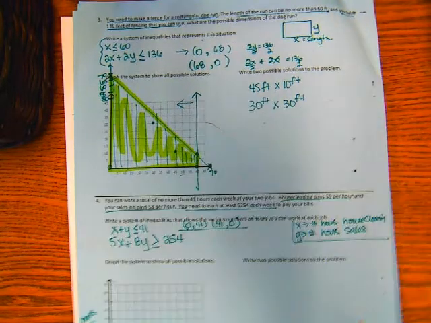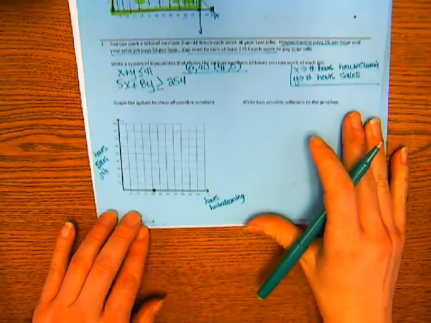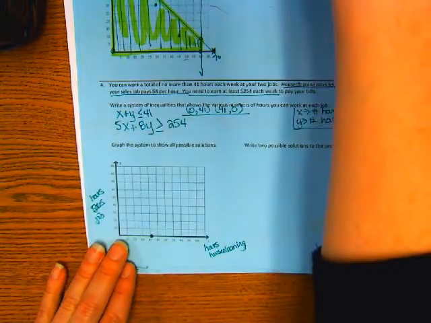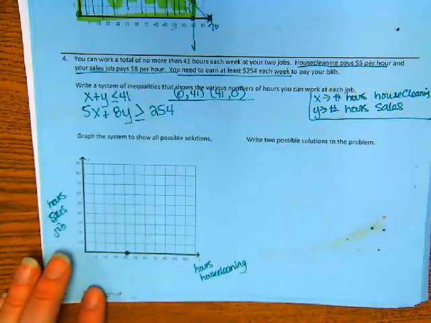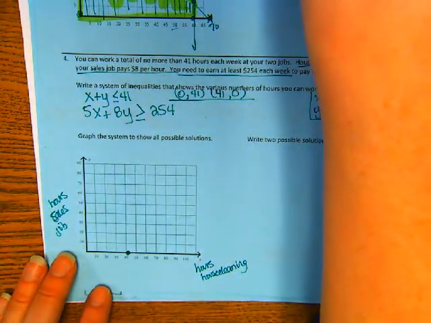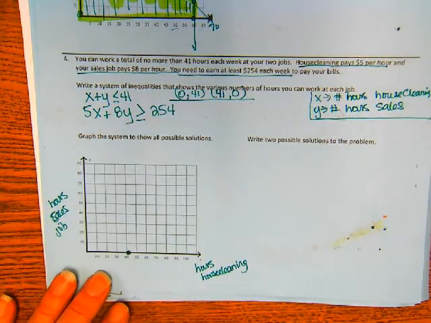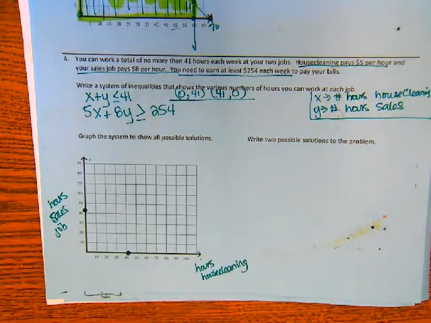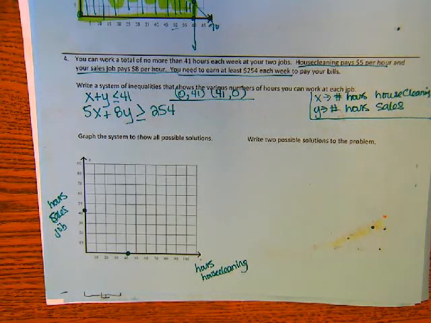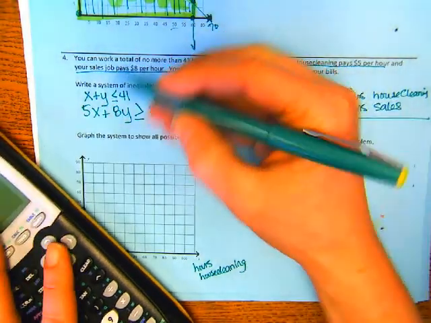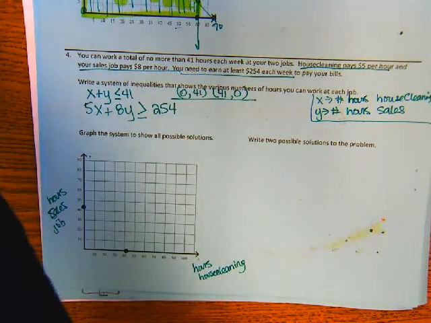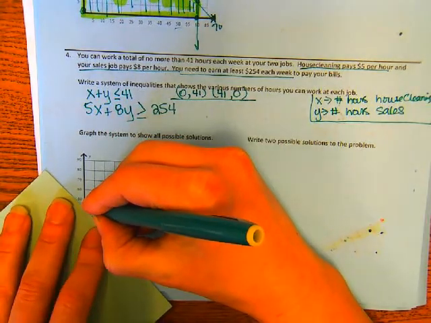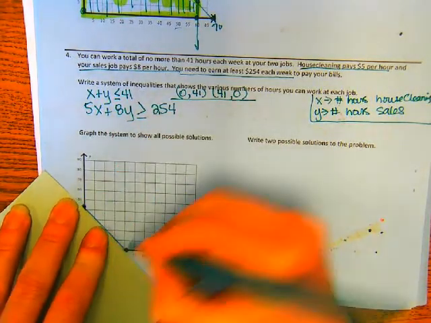Okay, so let's plot. 41 is a little bit above 40. Can you see that better? Yeah, still pretty blurry. Okay, and then 41 is a little bit above 40 there as well. And I'm going to use a different straight edge for this. I'm going to connect my line.